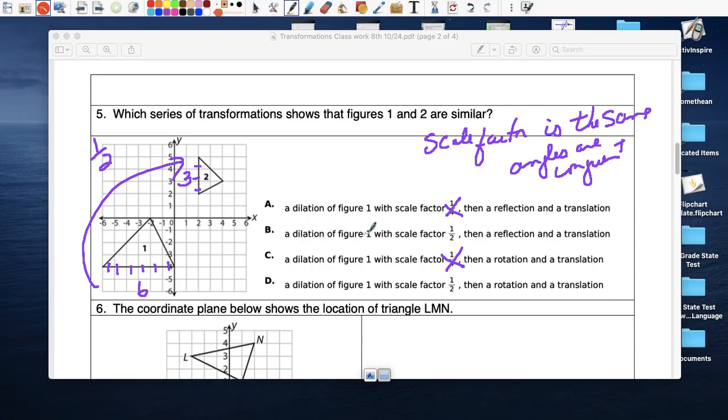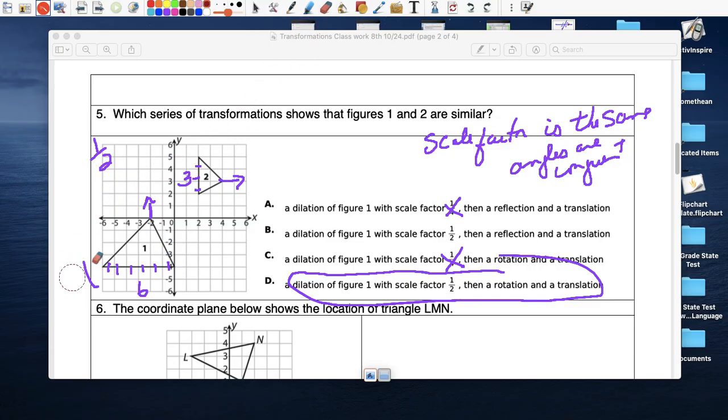So a dilation of the figure with a scale factor of a half, and then it is pointing up right now, and after it's pointing this way. So two things: dilation, and then a rotation and translation. A rotation and then a translation. So it would be this one right here, because this triangle got dilated, it got smaller.